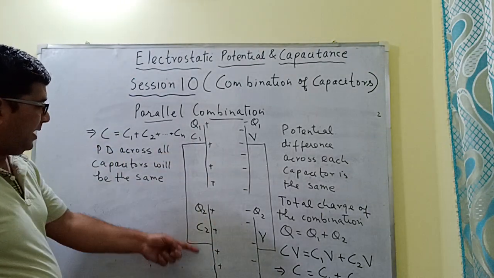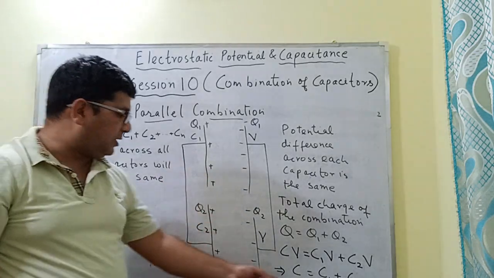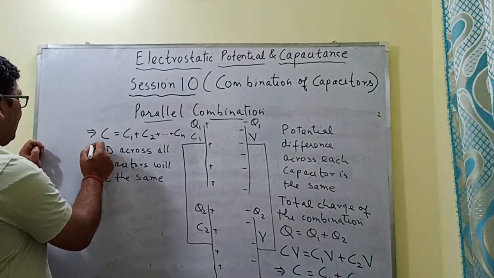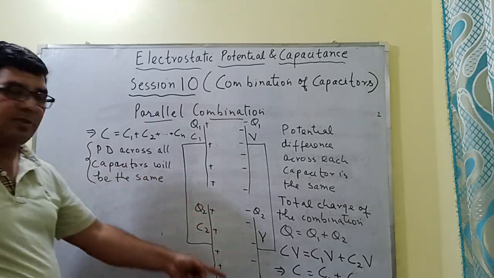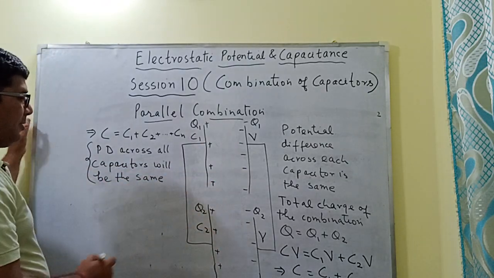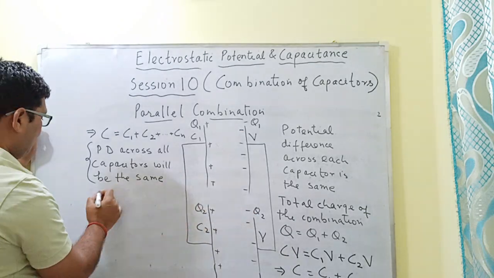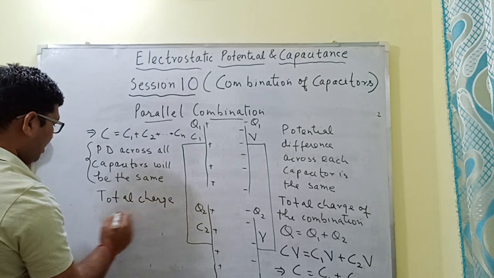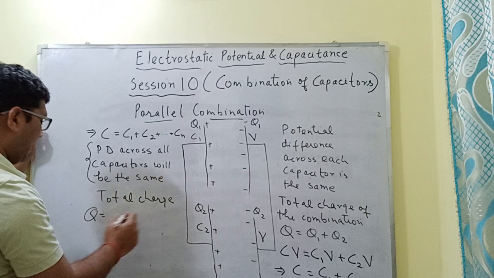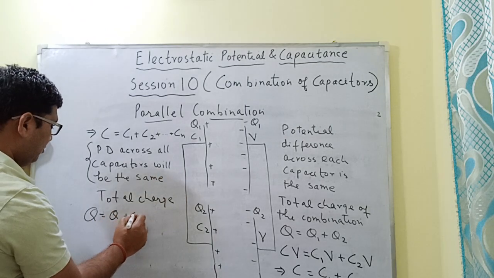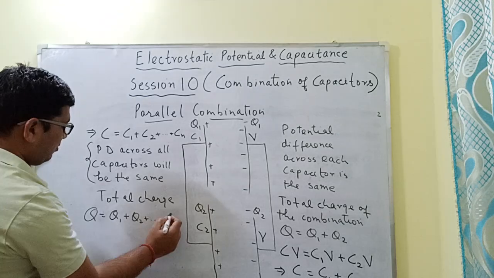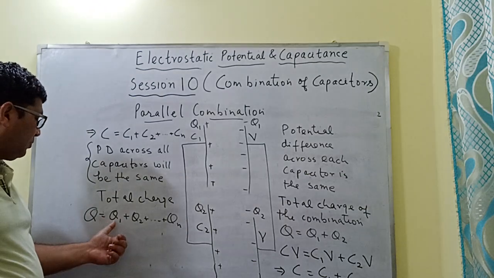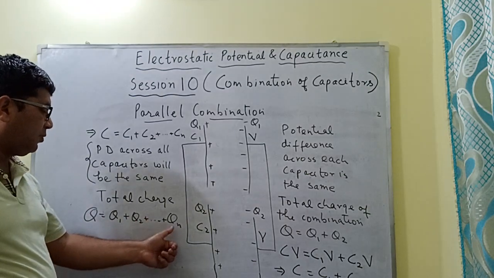ठीक है, तो यहाँ पर दो ही कैपेसिटर्स जो हैं वो पैरेलल में थे, इसलिए तो effective capacitance will be equal to C1 plus C2. और इस पैरेलल कॉम्बिनेशन में क्या है, the potential difference across all the capacitors will remain the same. ठीक है, and the third thing is that the total charge of the combination, Q of the parallel combination will be equal to Q1 plus Q2 plus and so on plus Qn. So if there are n capacitors which are connected in parallel, then the total charge will be equal to Q1 plus Q2 plus Q3 plus Q4 and so on up to Qn.